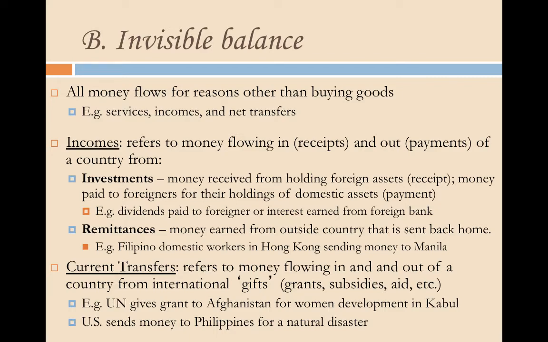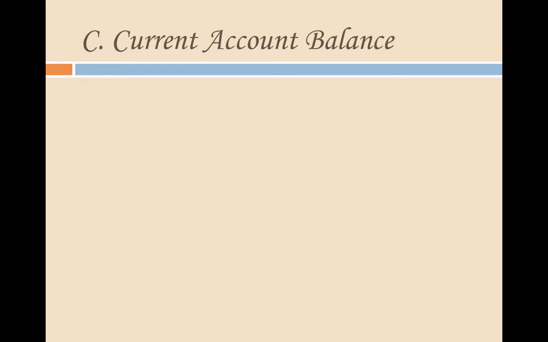This would be an example of a current transfer. All right, so those are the four main components of the current account. Again, it's exports and imports, invisible trade, which is basically services, income, which is remittances and investment income, and finally, current transfers. When we take those components and add them together, we come up with the current account balance.